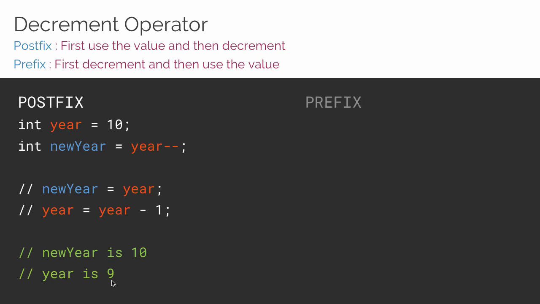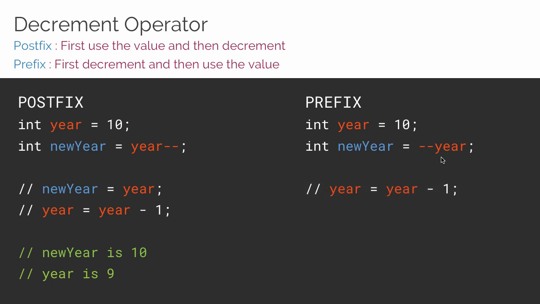So similarly we have the prefix as well. Int year is 10 and we have this expression of prefix. This statement will be interpreted as these two statements: first decrement and then use the value. So in the output both newYear and year will have the value of 9 and 9 respectively.